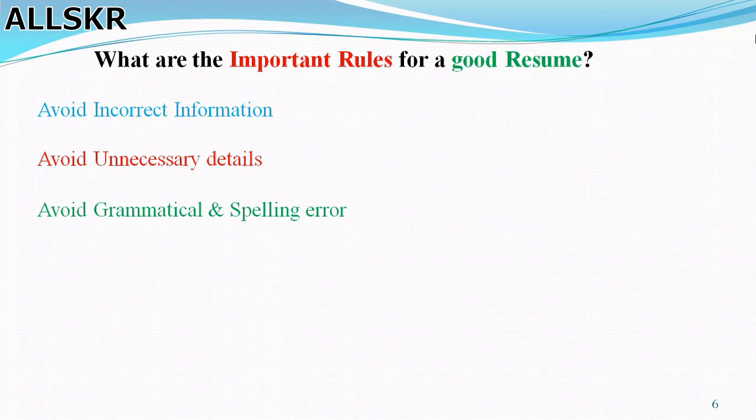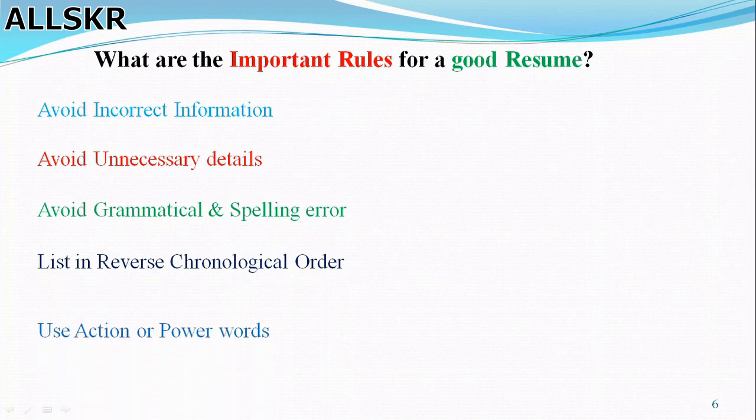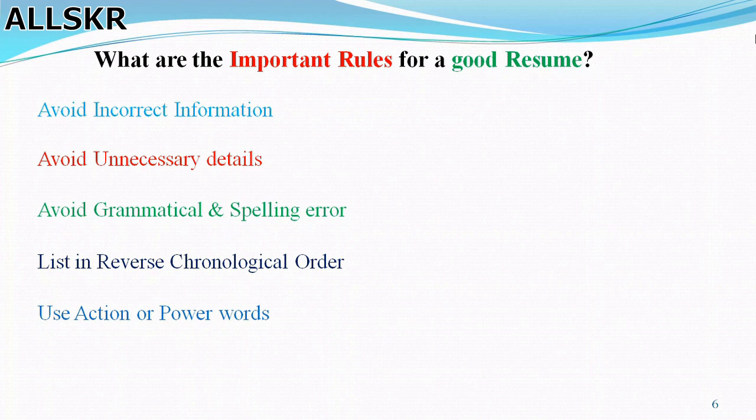List everything in reverse chronological order. That means most recent achievements first. For example, if you completed a master's, then list it first, then undergraduate, then 12th, then 10th, and so on. Try to include action or power words if possible. Power words like organize, manage, etc. It is important for making the CV short and attractive.